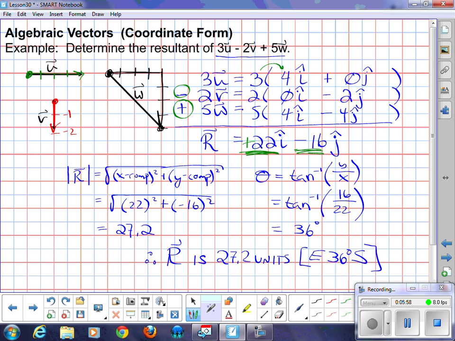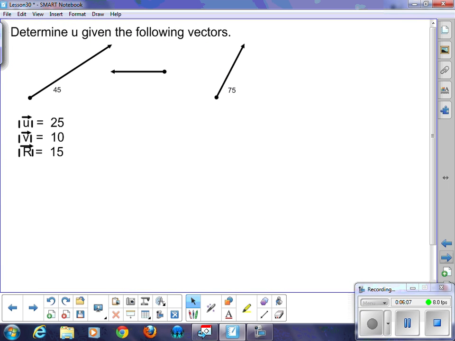And you can look back in yesterday's homework, or the previous homework, and see how challenging it was to add 3 vectors. What happens if the 3 vectors aren't on a grid? So what happens if we have this situation right here? So we know that vector u is 45 degrees, vector v is pointing that way, and 75 degrees, that's vector w. This is an extremely hard question if you had to do it the other direction here.